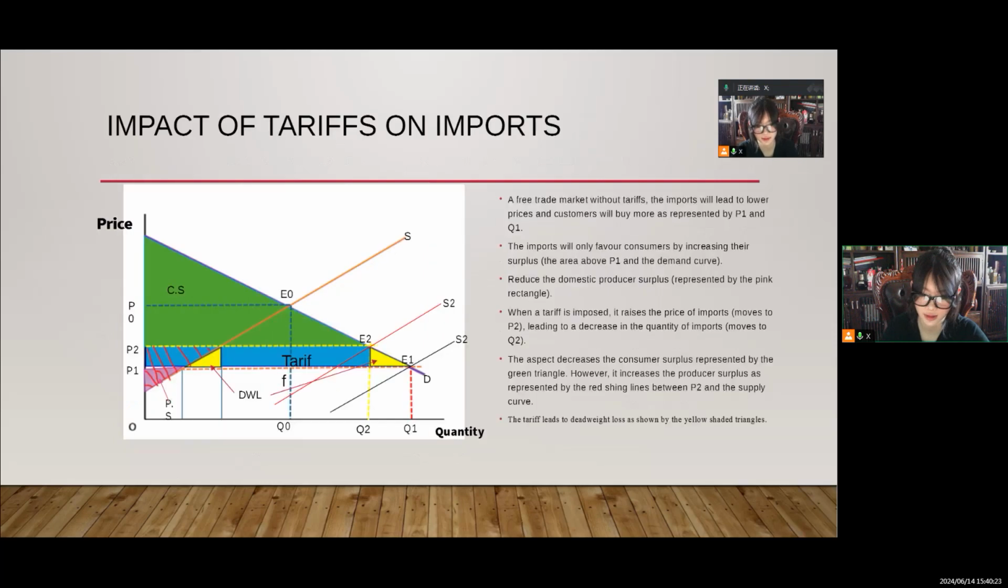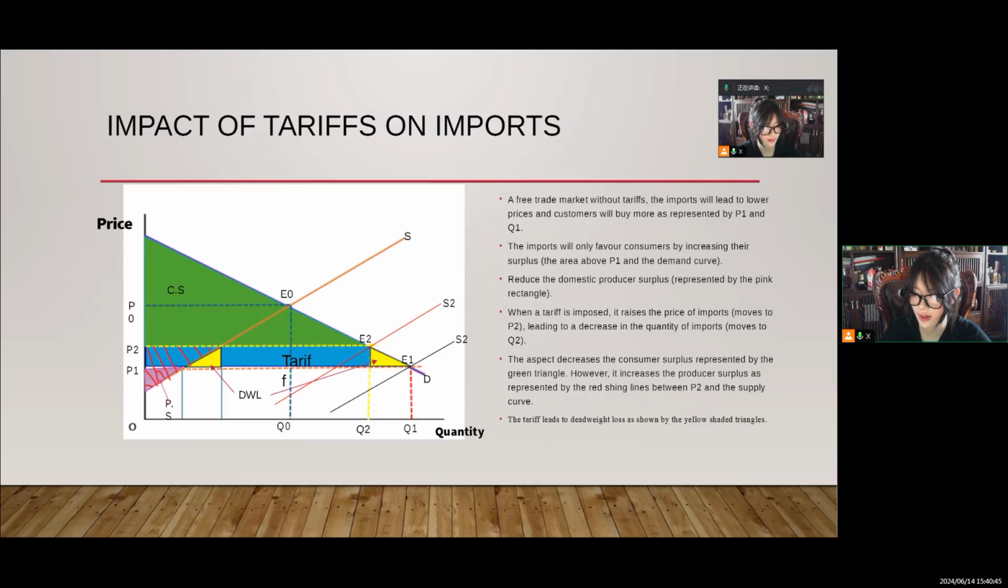So next, let's explore the impact of tariffs on imports. In a closed country that does not import, the supply and demand curves remain stable, as represented by P0, E0, and Q0. However, that can only happen in theory.